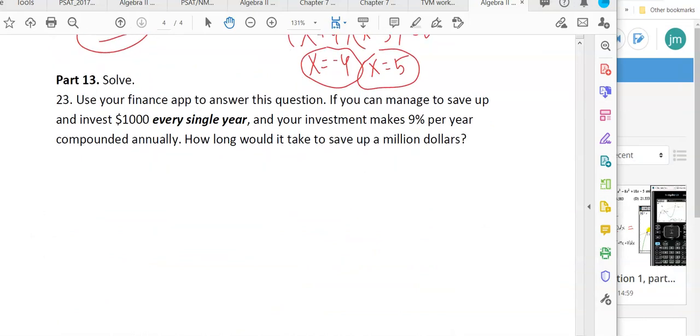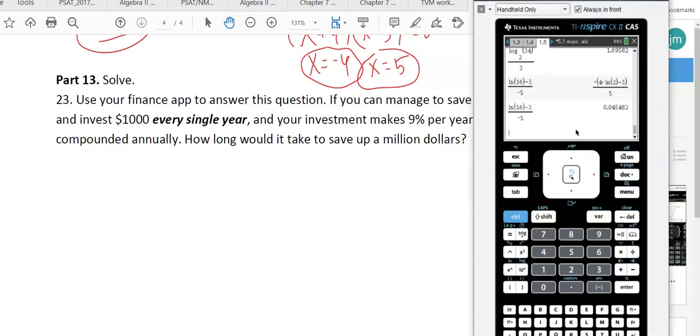And last problem, yeah, use the finance app to solve this. So, oh, I need the calculator again. So if you can manage to save up and invest $1,000 every single year, that's important. This can be a payment, right? Because it's recurring. Your investment makes 9% compounded annually. How long would it take to make $1 million?